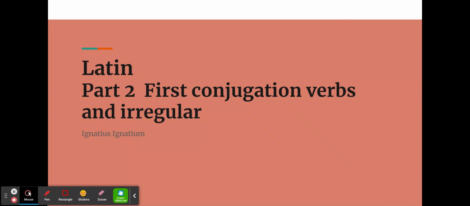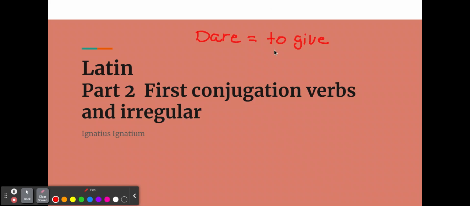Okay, so from last video, we talked about a couple of verbs, so we'll just mention them here. There was dare. Do you remember what that means? Dare means to give. And we said that this is in the present infinitive. It means to give, so in English you have that "to" there. And if you want to break it down in the present tense, and we're dealing with the present tense so far, in other words, you conjugate it. You've got to conjugate verbs.